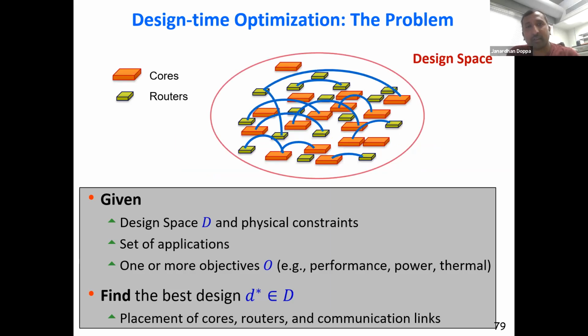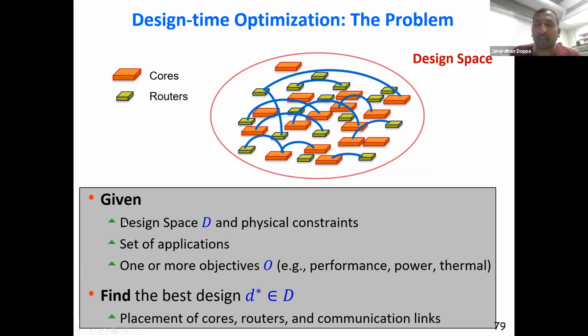So I'm trying to list down the design optimization problem for Manycores. You have cores, you have routers, and you have some communication links. The design space is determined based on how many cores there are, how many routers there are, and how many links we are allowed to place. We are also given some physical constraints. For example, the network needs to be connected because every core should be able to transfer data to another core. Similarly, there could be other physical constraints, such as that you don't want fat routers, so you don't want too many links going out of a router connecting lots of cores. Otherwise, that would be a performance bottleneck.